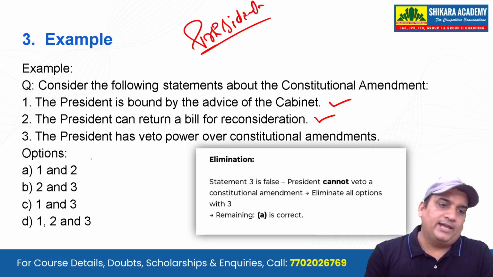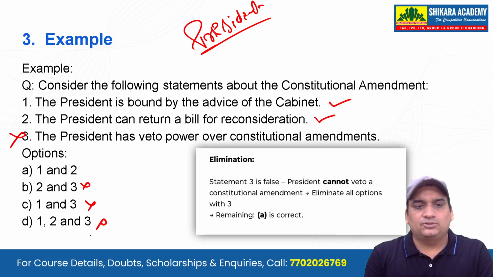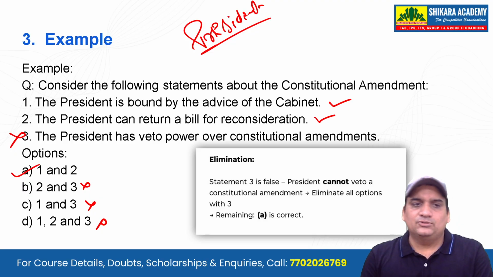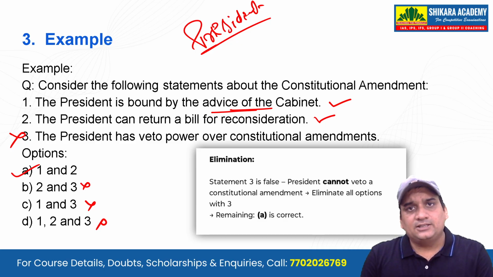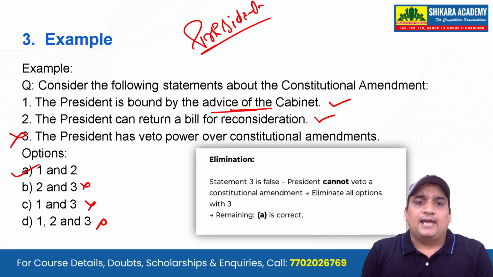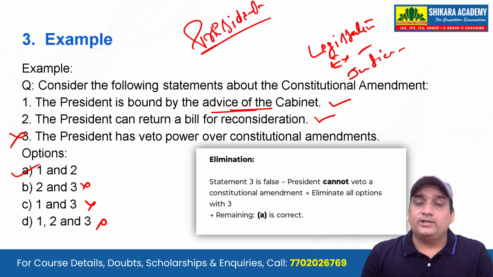Okay, so when you mark number 3 as wrong, you will find, guys, that all of these options are wrong, because all of these contain 3 and 1 and 2. How is it contradicting? You see, the president is bound by the advice of the cabinet. He is the one who has to run the country according to the constitution, and he is somewhere held by the cabinet, and there is the legislature, the executive, the judiciary for all the other works. So what do we find? We find that the president doesn't have the veto power.